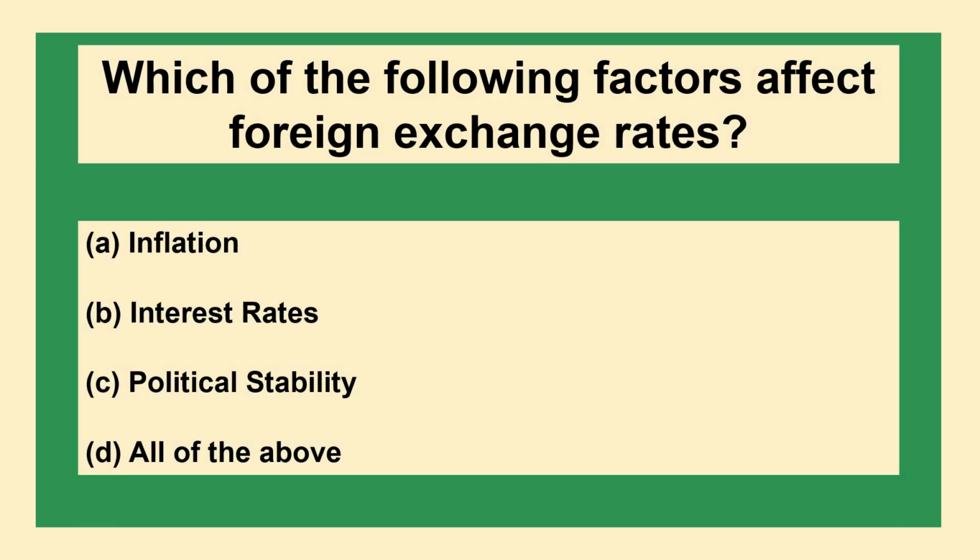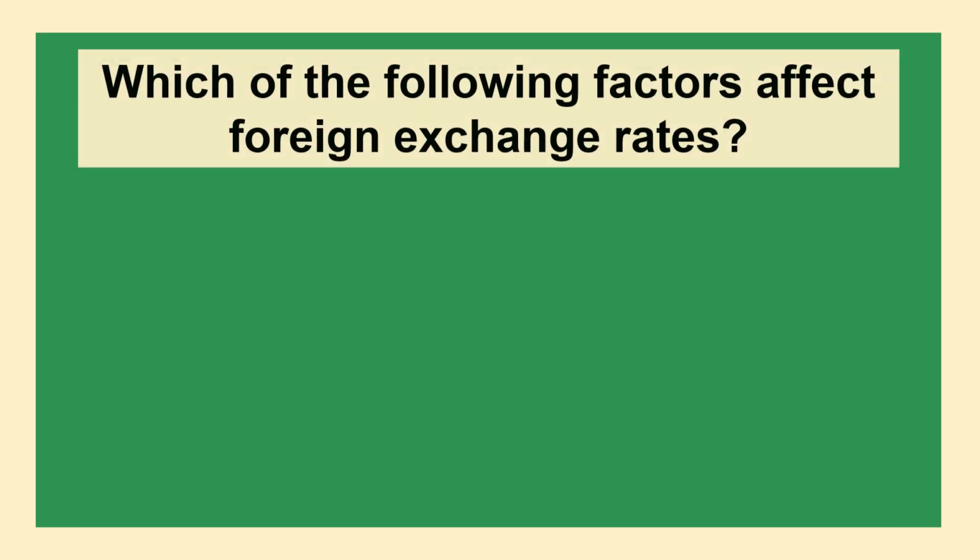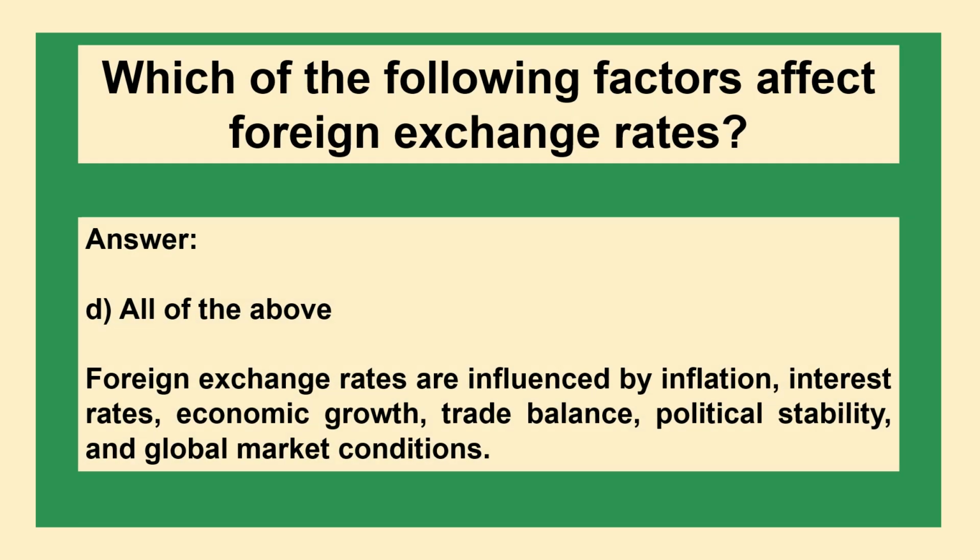Which of the following factors affect foreign exchange rates? Option A, inflation. Option B, interest rates. Option C, political stability. Option D, all of the above. Answer. Option D, all of the above. Foreign exchange rates are influenced by inflation, interest rates, economic growth, trade balance, political stability, and global market conditions.